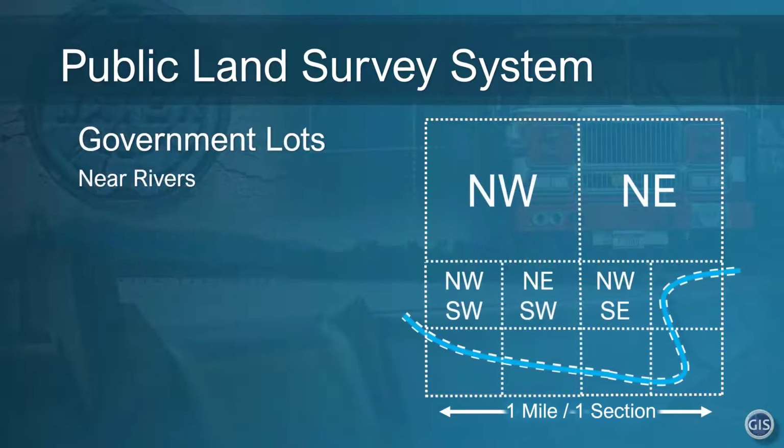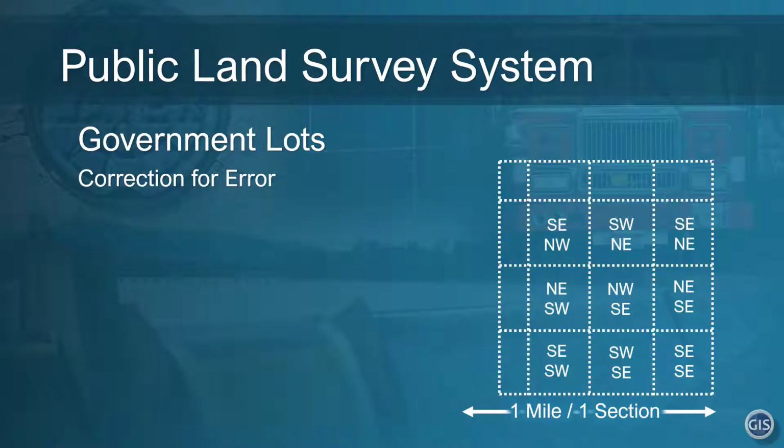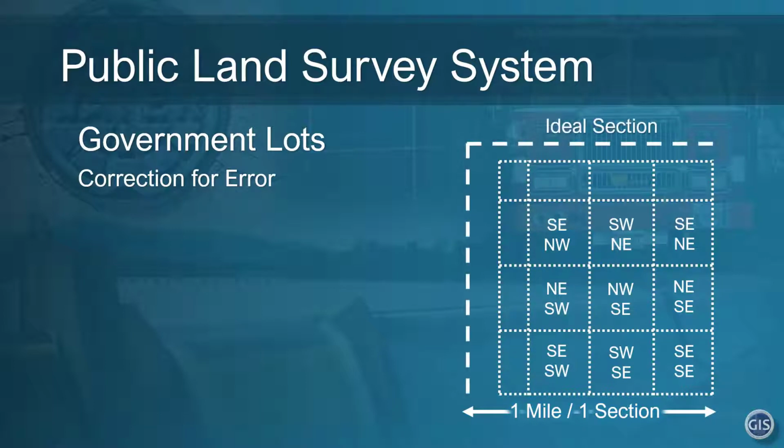Government lots. These are used to account for irregular areas within a section. Here is an example of a river crossing through a section. You can see the lot numbers sequentially number along the river as it flows through the section. Another use of government lots is to correct the error in the public land survey system. Here you see an ideal section, which is a 1 mile by 1 mile section, but in actuality this section is less than that. For areas that are smaller than a quarter, government lots are used to account for the space.